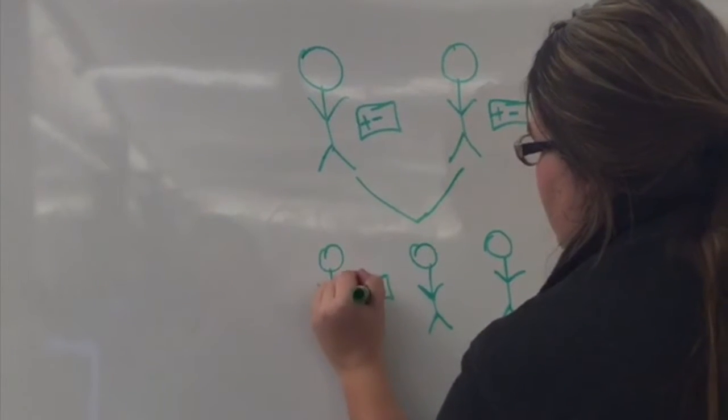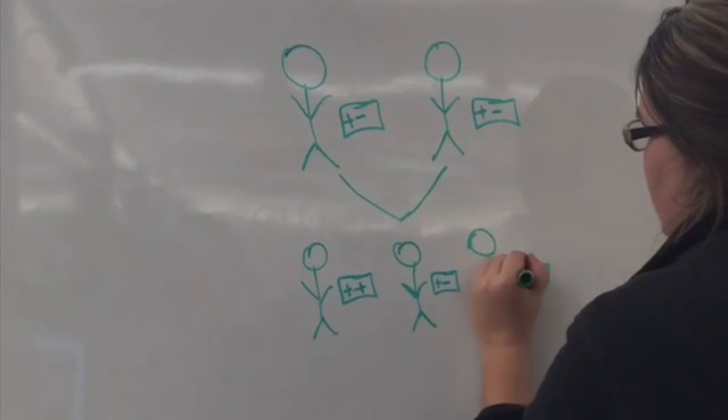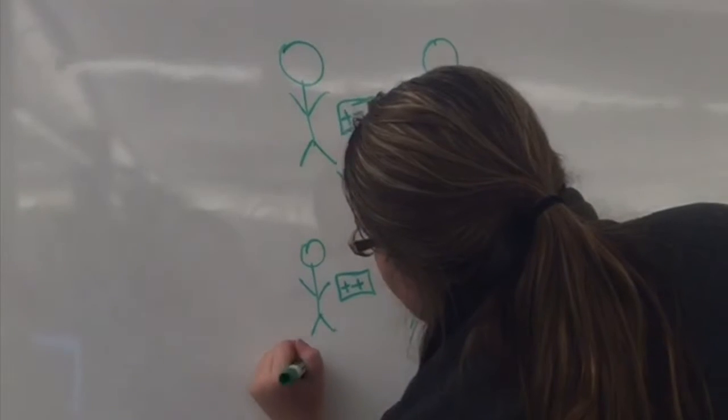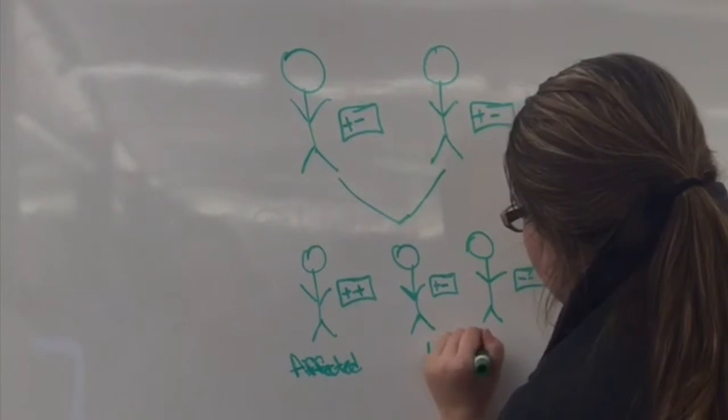The offspring of two carriers can either have both recessive genes, giving them the disease, or can be unaffected by having a recessive and a dominant gene, or both dominant genes. Signs of this deficiency include jaundice, lethargy, and pale skin.